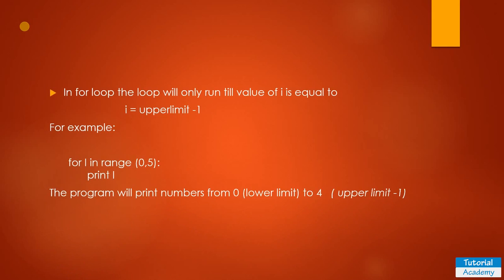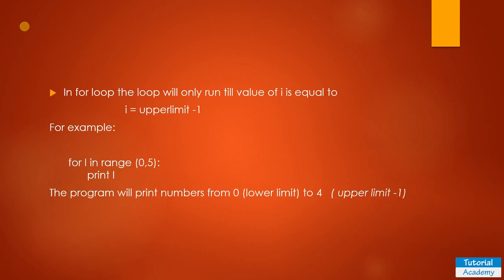So what this does is that i's value is going to start from 0 and it will keep on incrementing until it reaches 4, not 5, till 4. So what we're going to get in the output screen is 0, 1, 2, 3, 4. We're going to get these 5 numbers printed onto our output screen by just entering these 2 lines of code.